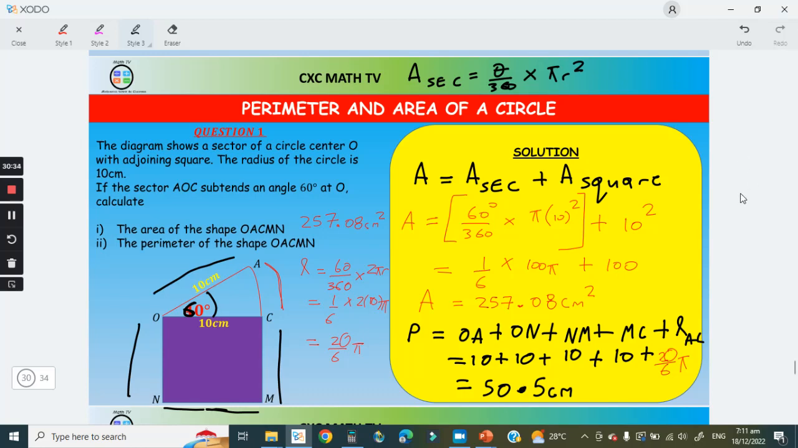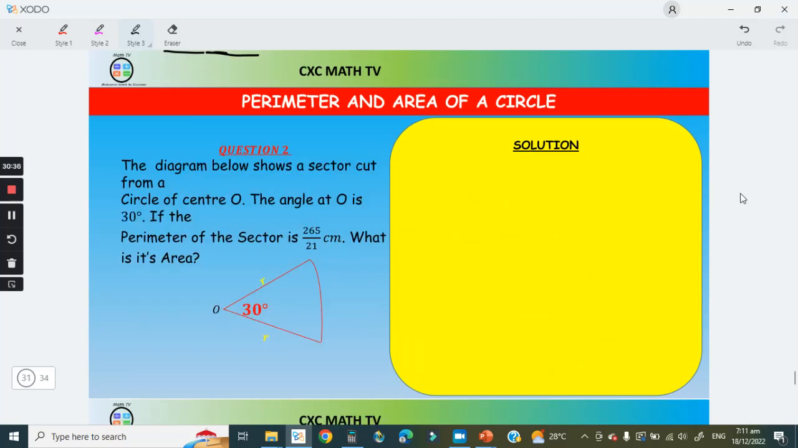Nice. So now, pause the video and do this question for me. It says the diagram below shows a sector cut from a circle of center O, and the angle is 30 degrees. And it says the perimeter is that. What is the area? This is going to be nice. So pause the video and do this question. They give you the perimeter of the sector and they ask you for its area. Pause the video and attempt.